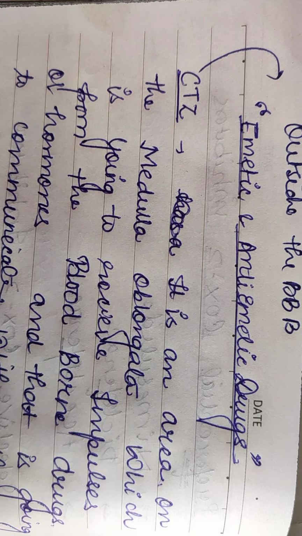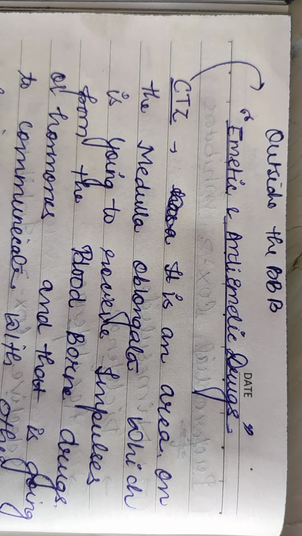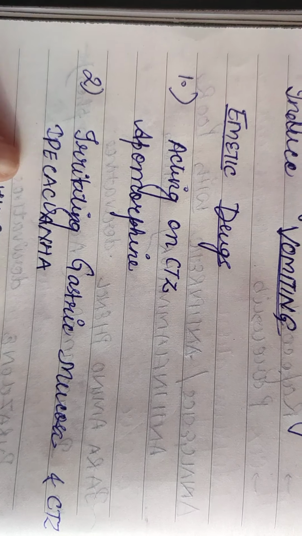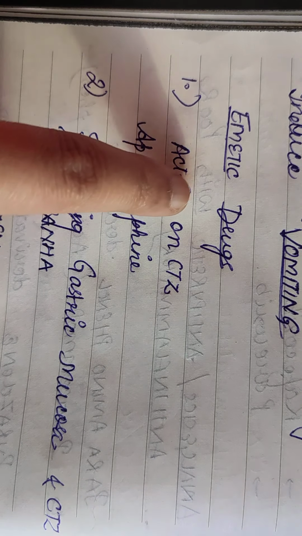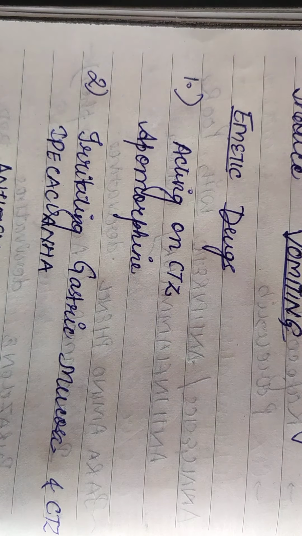That is why we have seen that the side effects of most drugs are nausea and vomiting. This is because it is present outside the blood-brain barrier. So now I'm going to discuss the classification. There are two types I'm going to discuss over here. First is the emetic drugs, and the other is the anti-emetic drugs.